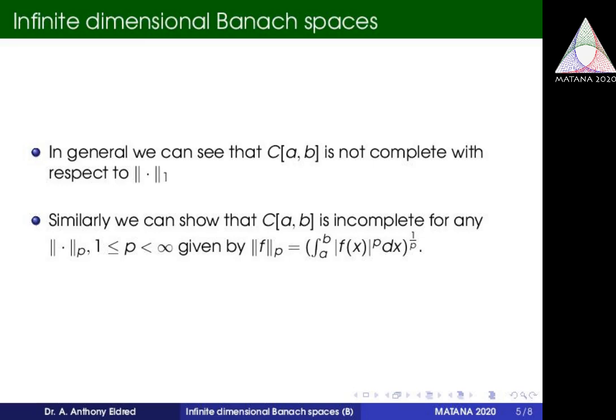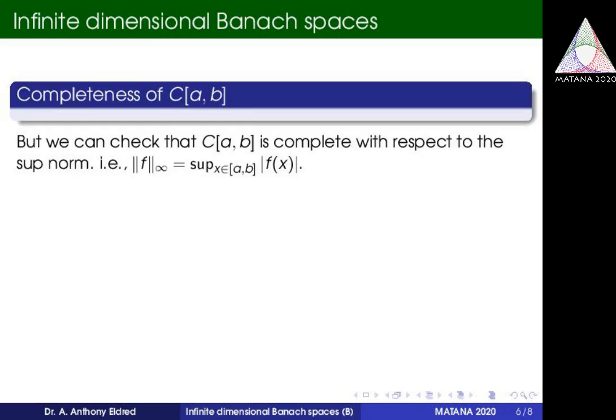So that is the important thing we can understand about C[a, b]. It will not be complete in any p norm if you define the norm of f as the integral from a to b of modulus of f of x to the power p dx, the whole to the power 1 by p. So for any p norm, C[a, b] is not a complete space. If we want to make C[a, b] a complete space, then we have to look for some other norm, so that C[a, b] will be made into a complete normed linear space.